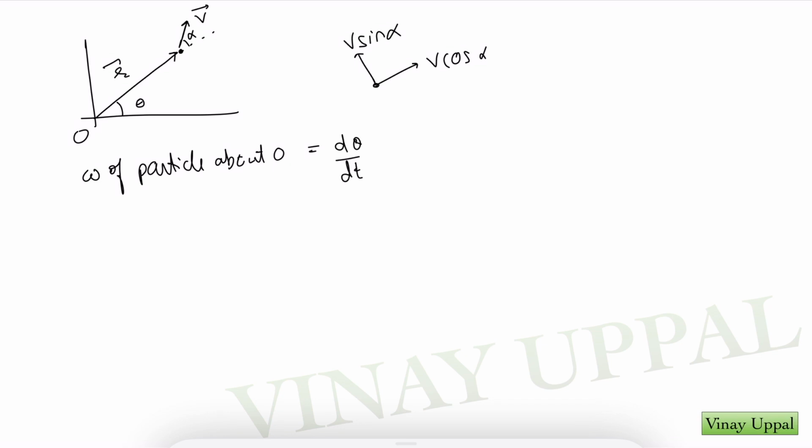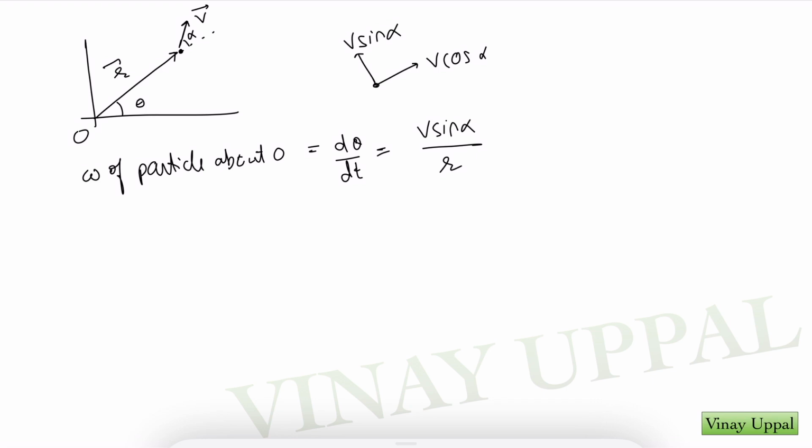So let's say the velocity vector is making an angle of alpha with the position vector. So I can break down my velocity vector into two components, v cos alpha and v sin alpha. So the angular velocity about the origin of the particle is nothing but d theta by dt, and that comes out to be the velocity component that is perpendicular to the position vector, v sin alpha, divided by the position vector magnitude, so v sin alpha divided by r. So this is what the angular velocity comes out to be.